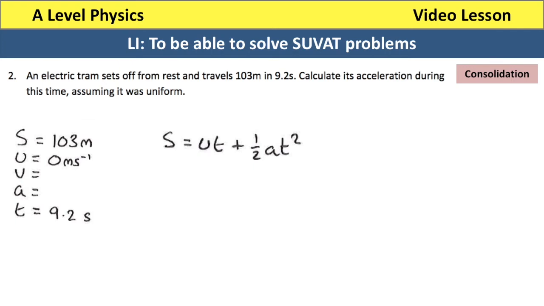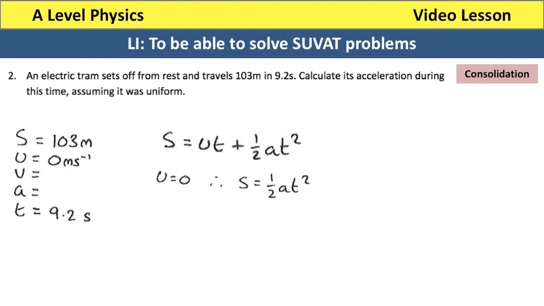Now that equation at first looks quite complicated to deal with, but we can make it a little bit simpler because U is 0, so U multiplied by T will just vanish. So we end up with S equals a half AT squared. That trick we're going to use a lot in future lessons as well to help simplify questions.